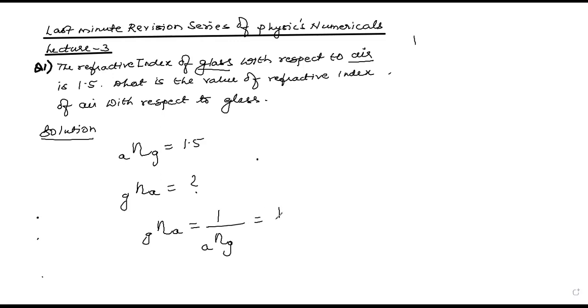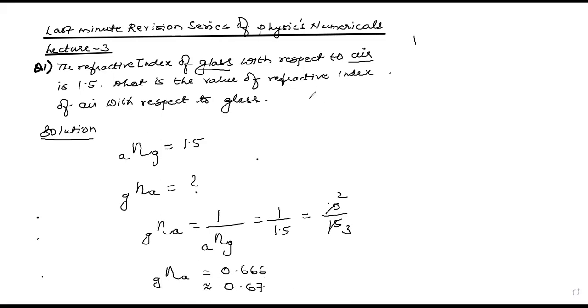This is 1 upon 1.5. This is nothing but 10 upon 15. So how much you get? 5 2s are, 5 3s are. So refractive index of air with respect to glass, when you divide 2 by 3, 0.666, that is, it goes on recurring, 0.67.